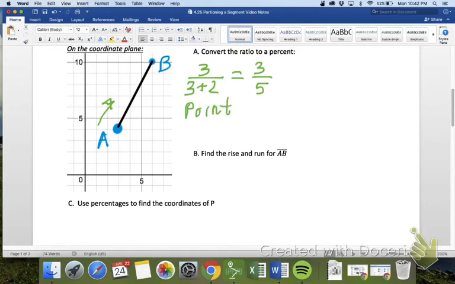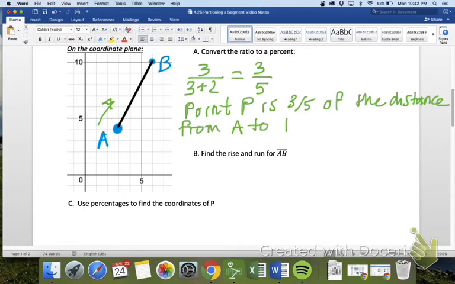So that's an important idea to understand. Point P is 3/5 of the distance from A to B. Now, we can always get 3/5 as a decimal, which if you have a calculator in front of you, you would know is 0.6. And then as a percentage, that's 60%. So it's up to you if you feel more comfortable working with the 3/5 or with the 60%. But this is going to be key to figuring out exactly where point P needs to be.